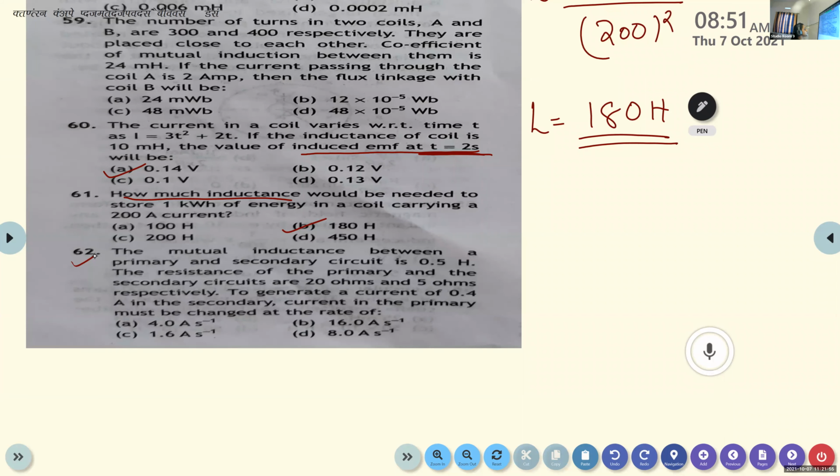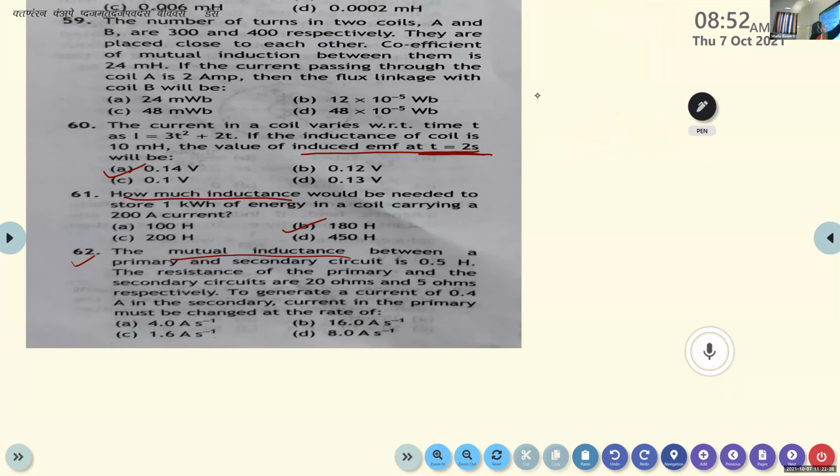Which equation can we use here in order to find out the rate of change of current in the primary? Here mutual induction takes place. So we have studied an equation regarding mutual inductance and rate of change of current. How can we solve it? What is the equation for induced EMF in the phenomenon of mutual induction?